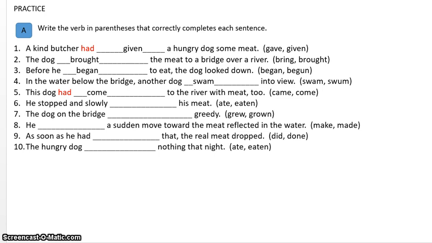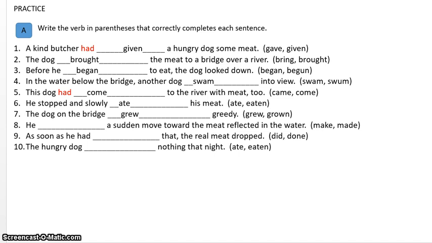Number 6, he stopped and slowly ate his meat. Now if you say he stopped and slowly eaten his meat, that just doesn't sound right. Eaten has to be used with the helping verb has, have, or had. Number 7, the dog on the bridge grew greedy. Grown you have to use with the helping verb. If you look in your chart, it's probably there.